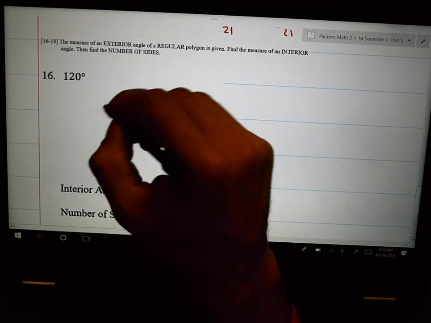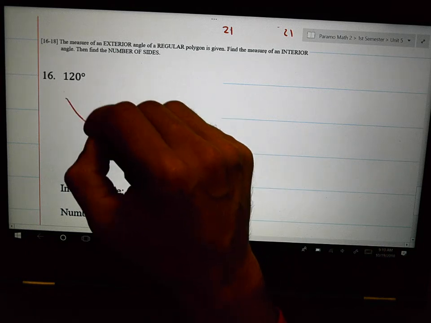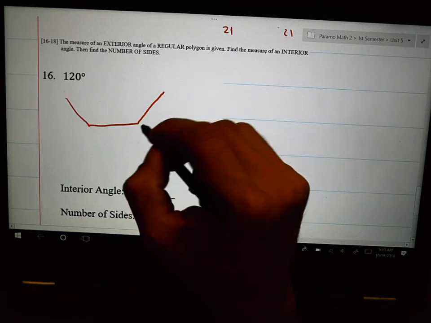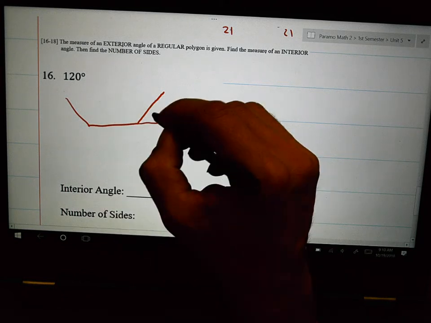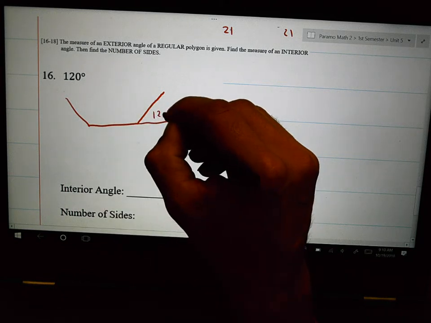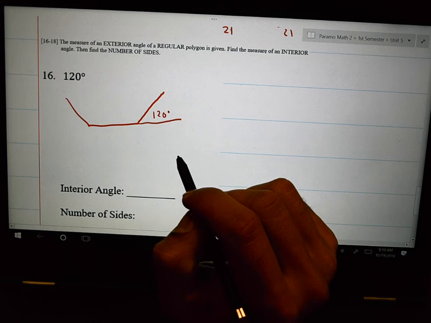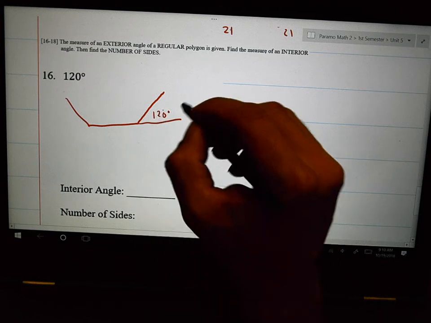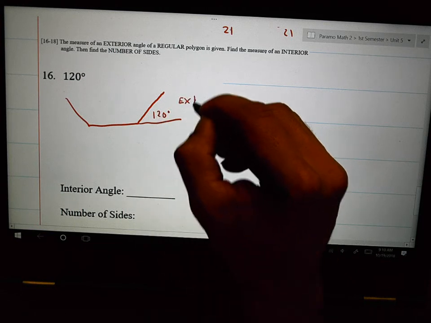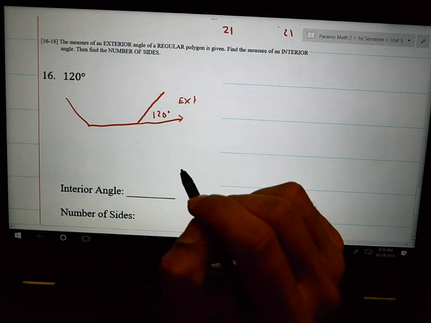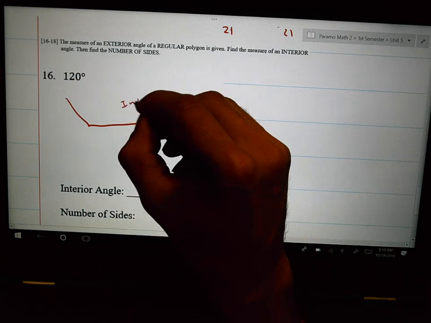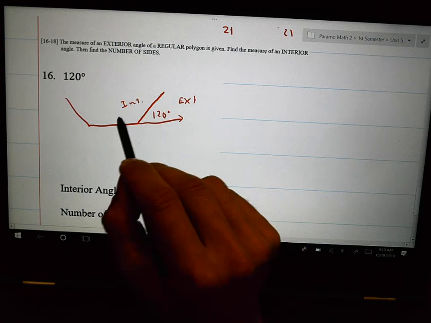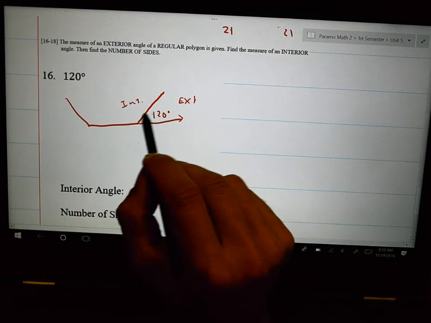Just like I drew that picture before, there's some polygon, we don't know how many sides it is, and an exterior angle is 120 degrees. This is not a really good picture for it, but here you go. This is an exterior angle. It's outside of this polygon. Find the interior angle. Well, these are supplementary. We wrote that down in our notes.